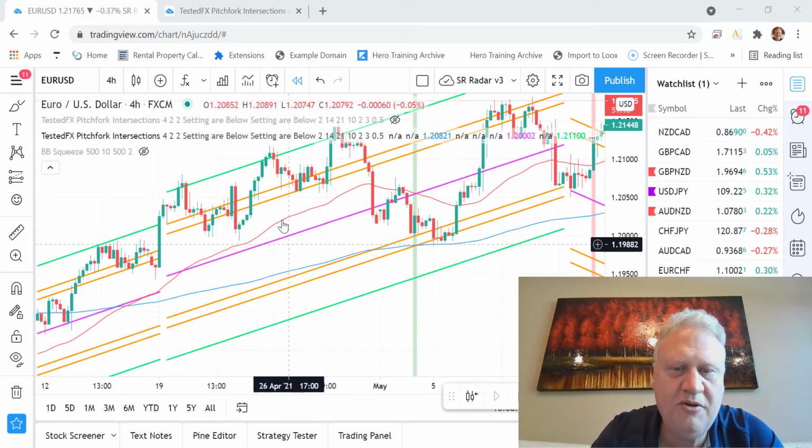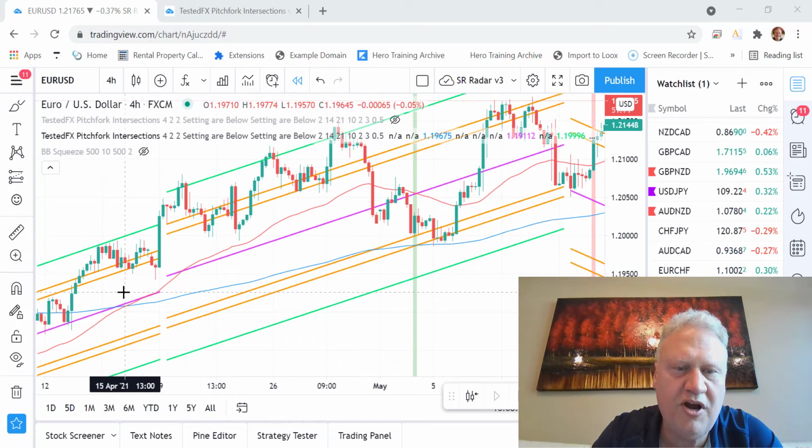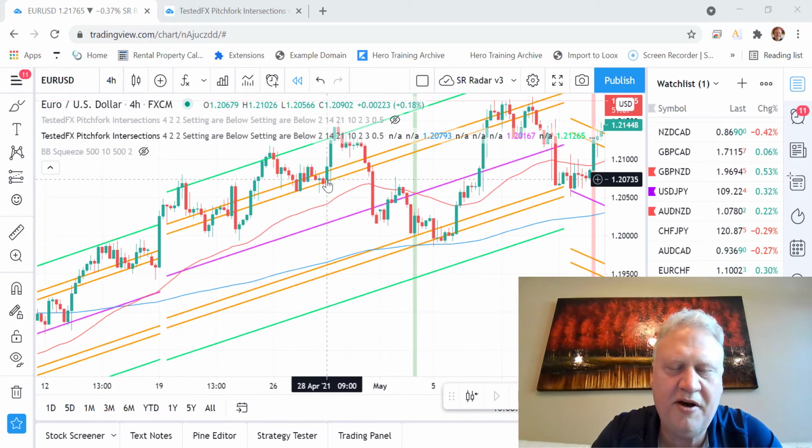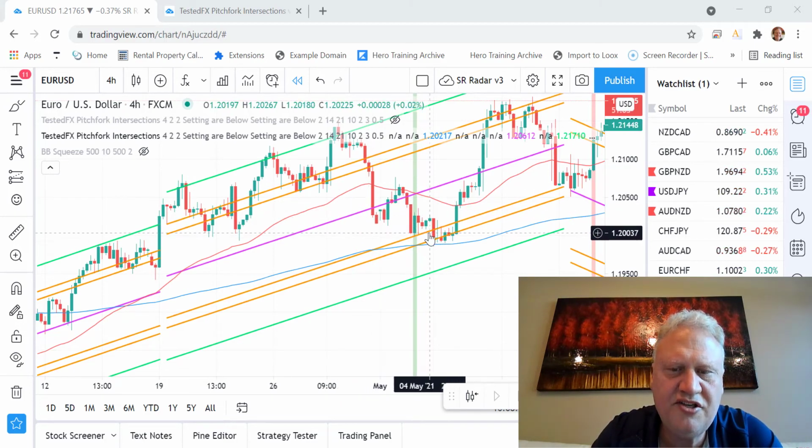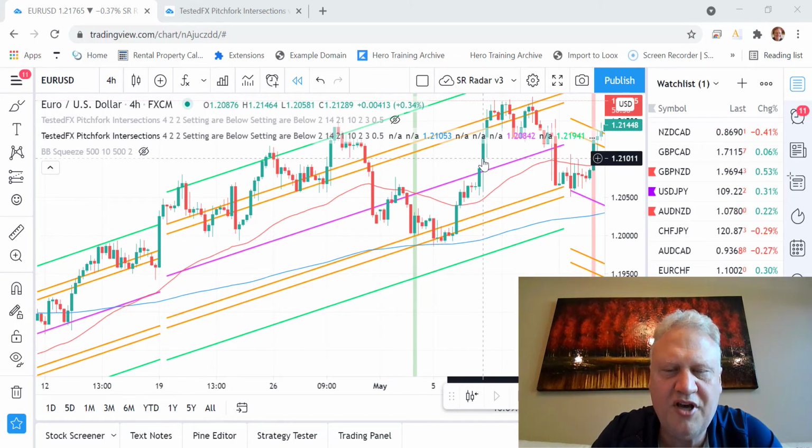So in an upward sloping pitchfork, we're looking for price going up, up, up, and then slow down and come down and touch our rejection zone, the bottom rejection zone, bounce off it and take off upwards.